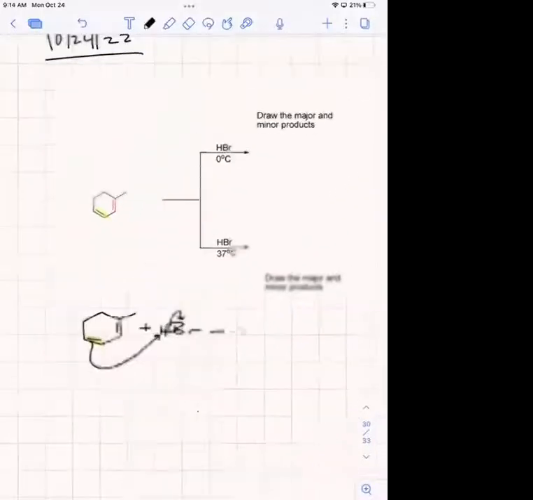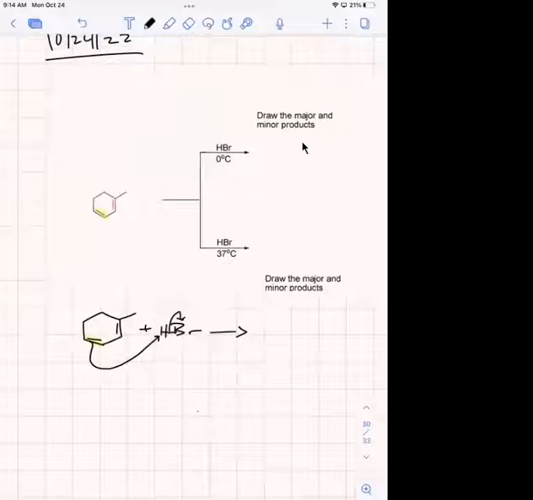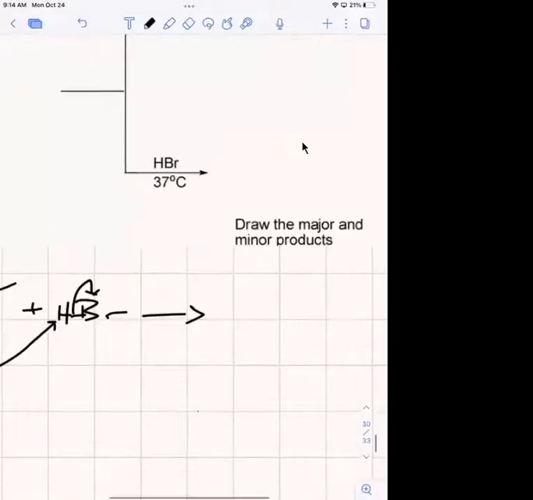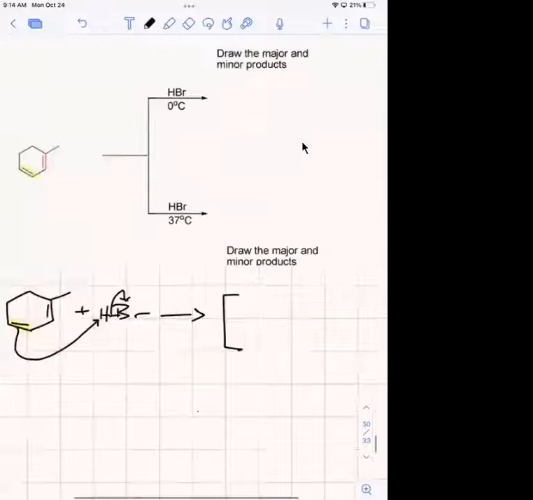Now the question is, and this is the key to understanding this reaction: what is the intermediate? What does the intermediate look like after that happens? After the electrons in that pi bond attack HBr, where's the plus charge going to be, and where's the hydrogen going to be? That's the question. If you can answer that, then the rest of the problem is just academic, right? It's not a mystery if you can get to the intermediate.